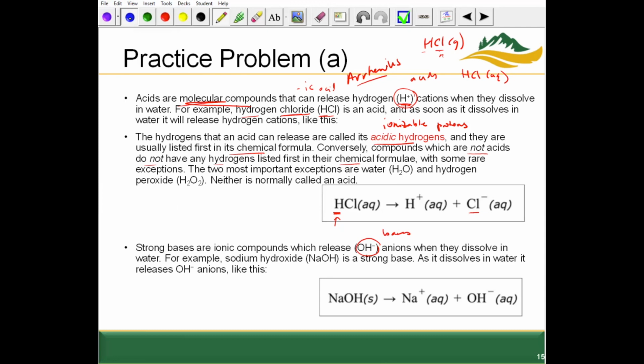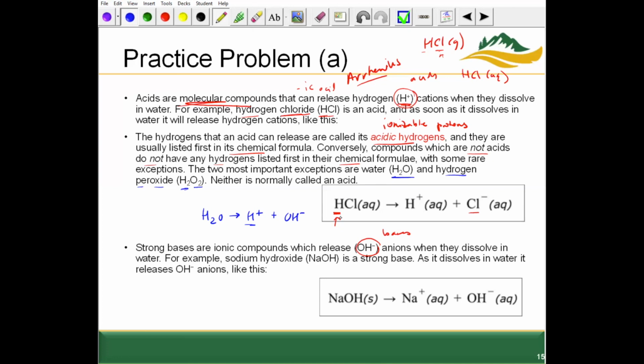There are a few exceptions to this. Water does have hydrogen listed first. Hydrogen peroxide, which you may use at home, is H2O2, 1 hydrogen per 1 oxygen. So for these two exceptions, we have hydrogen listed first, but they are not usually called acids. We have seen that water can act as an acid, depending on the solution it's in, so it could donate a proton. But we don't really call water an acidic solution.